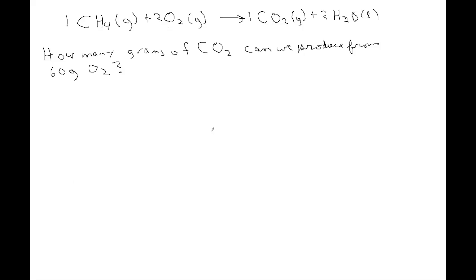Okay, let's try this. Okay, so first we need to write down target units, which is grams CO2. Write down what we have, which is 60 grams of O2. Then we write down our conversion ratio. Let's see. There is 1 mole of CO2 for every 2 moles of O2, which means that we will get 30 grams of CO2.